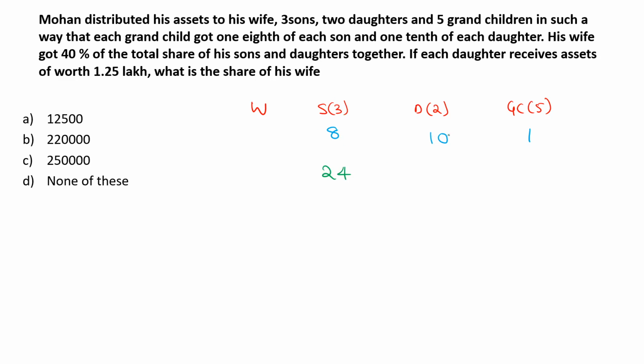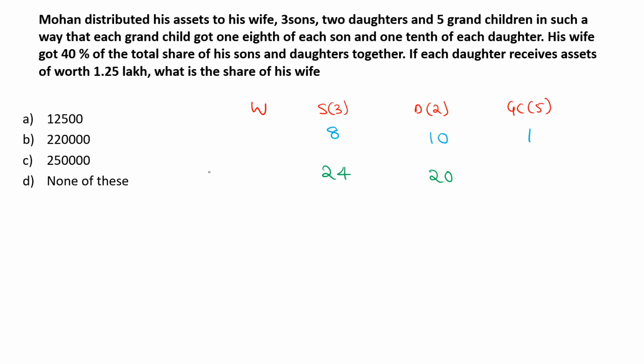When the share of each daughter is 10 rupees and there are 2 daughters, then the combined share of daughters would be 20 rupees. And the share of wife, according to the question, is 40% of the total share of his sons and daughters together. Together, sons and daughters possessed 44 rupees.